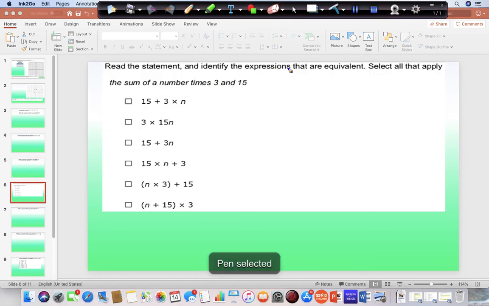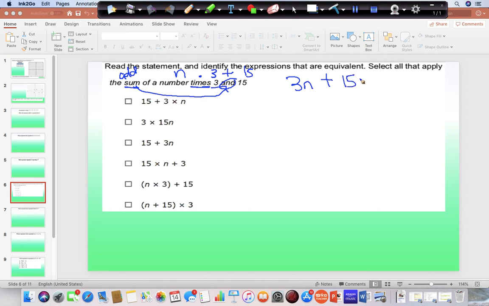Okay, this says read the statement and identify the expressions that are equivalent. Select all that apply. Sum means we are adding. The sum of a number times 3, times means to multiply. We don't know what the number is, it doesn't tell us, so we'll just use the variable n. So a number times 3 and 15. And means to add 15. So the sum means we're adding. So we are adding 3 times n plus 15. The equivalent expressions we want to be equal to this one. So this says 15 plus 3 times n.